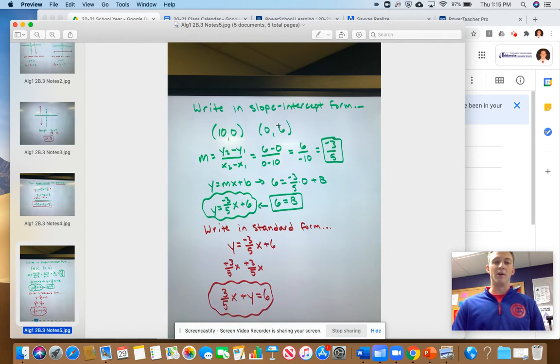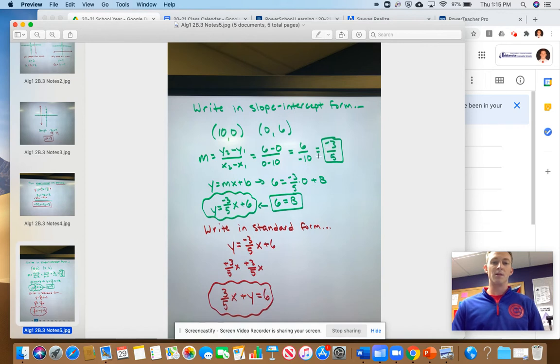So let's plug in what we know. y2 minus y1, 6 minus 0. x2 minus x1, 0 minus 10. That's 6 over -10. We move the negative to the top, and we simplify 6 over 10 to 3 over 5. I divided both the top and the bottom by 2.